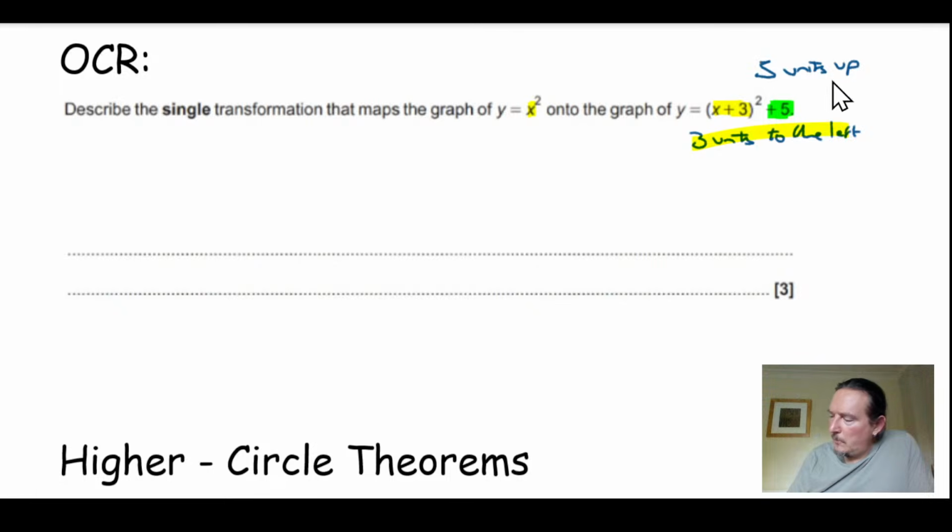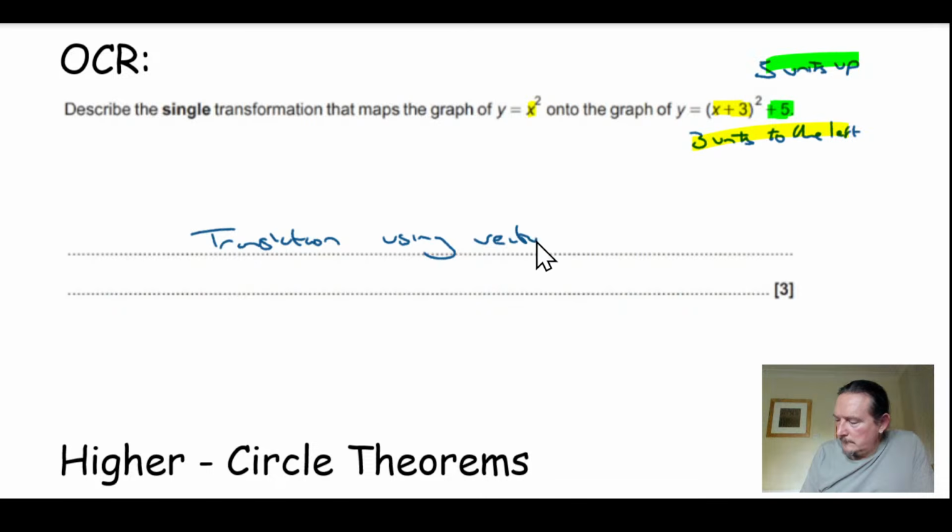Okay, so what single transformation will do that? It's a translation using a vector. What's the vector going to be? For 3 units to the left and 5 units up, it's going to be (-3, 5). Okay, so the translation of (-3, 5) will take y = x² onto y = (x + 3)² + 5. Okay?